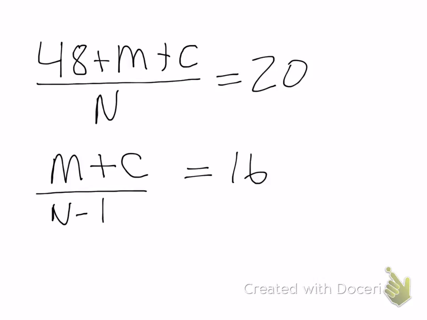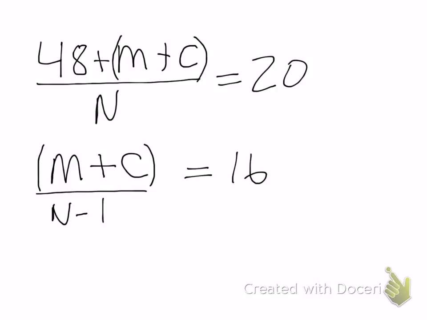So what we want to do in order to solve this is, in each of these equations, we're going to isolate the M plus C. And then once we do that, each equation will be equal to M plus C, and then we can set the equations equal to each other.